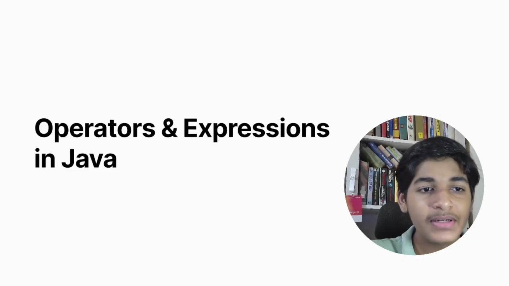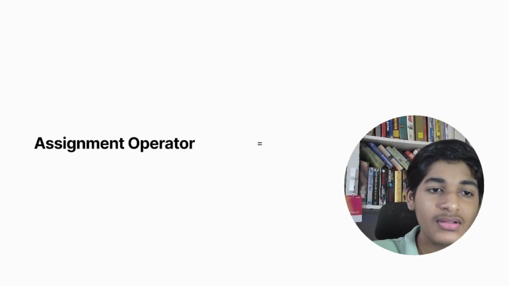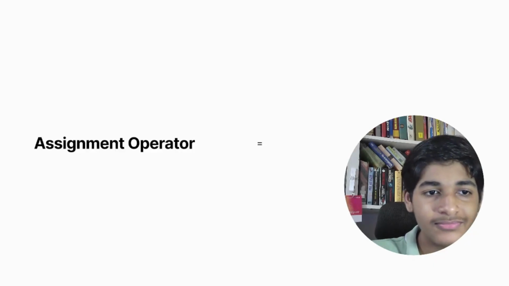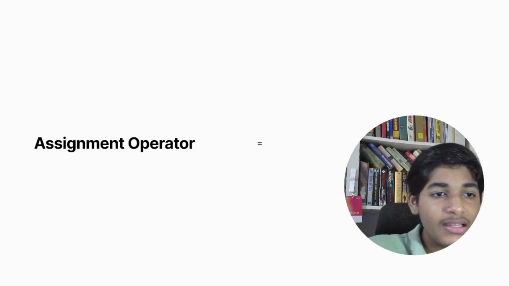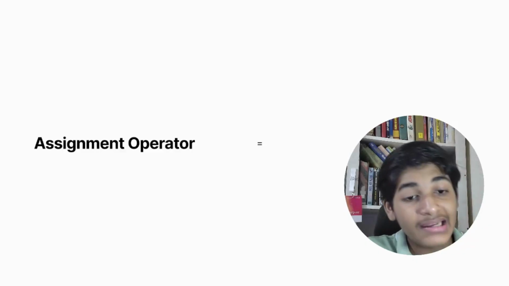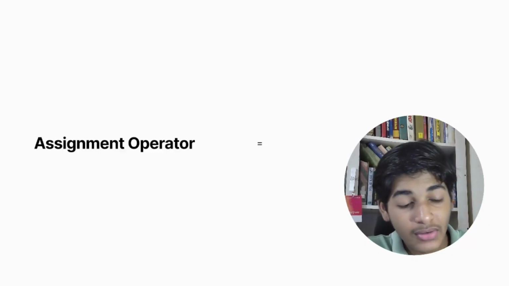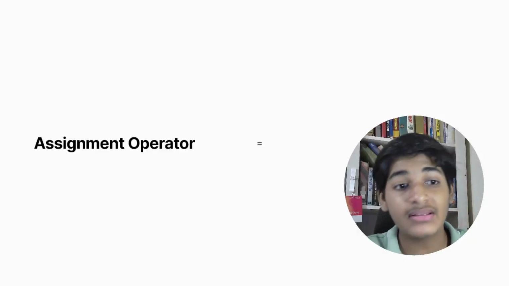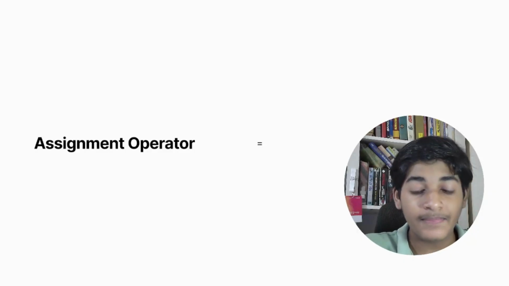So the first type of operator that we're going to discuss is the assignment operator. There are many assignment operators, but we'll be discussing the main assignment operator that we are going to use often, which is equal to. With the equal to sign, we assign the value of a variable, like int x is equal to 5. By adding the equal to sign, I am specifying that inside the variable x, I am assigning the value 5. That's why it's known as the assignment operator.